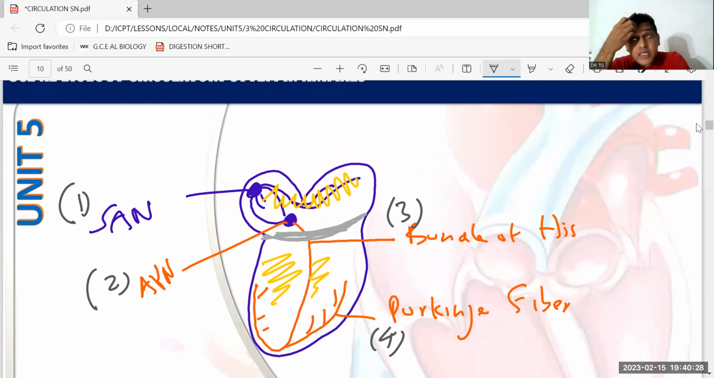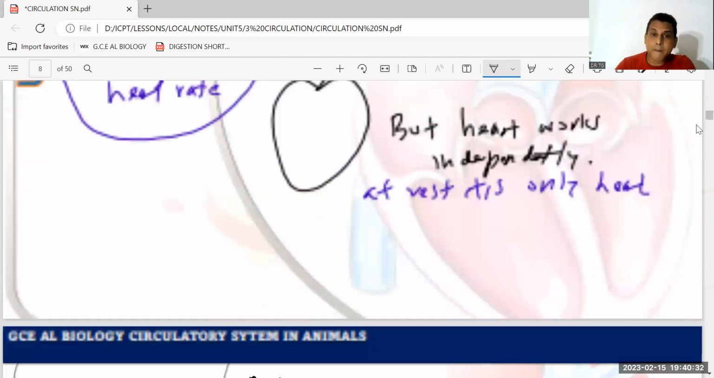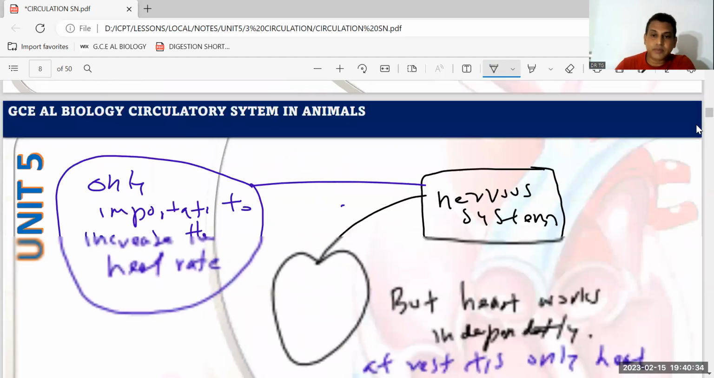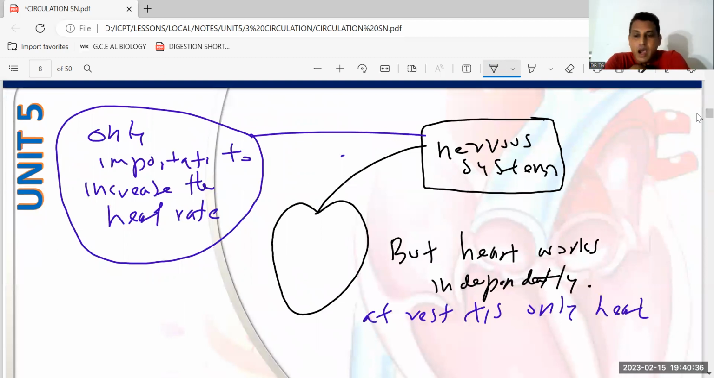Now, next, I said from the beginning, the heart works independently at rest. It's only the heart that can make this signal. But when it's important to increase the heart rate, the nervous system can attach to the heart. So this nervous system means the brain.